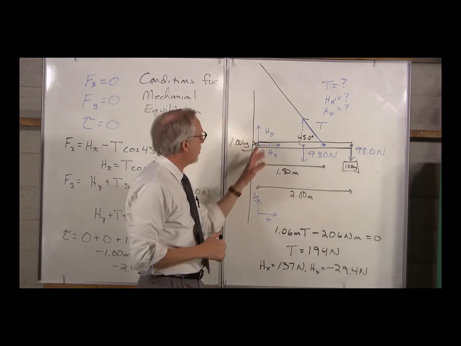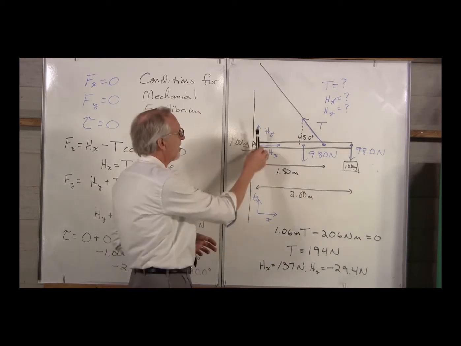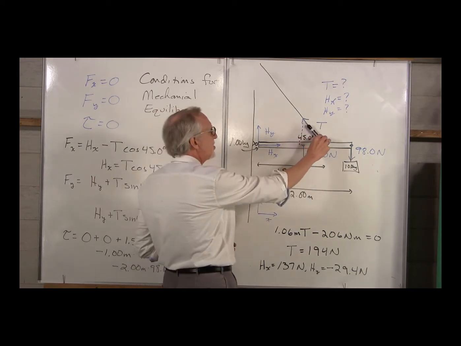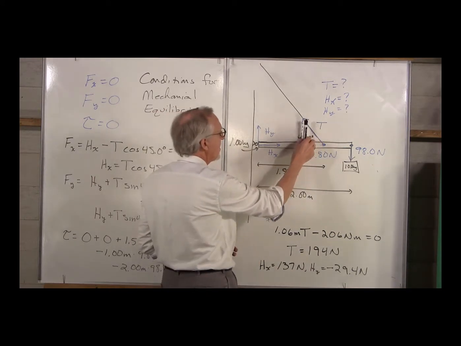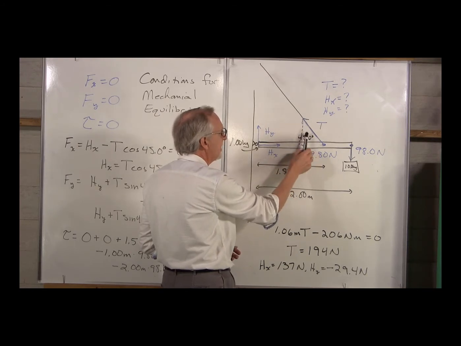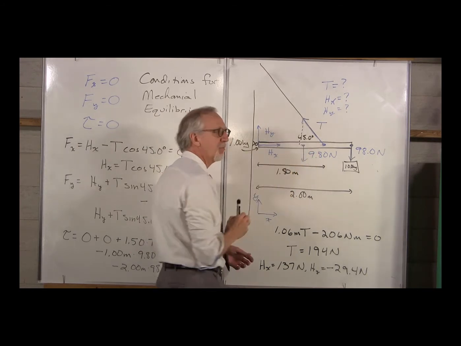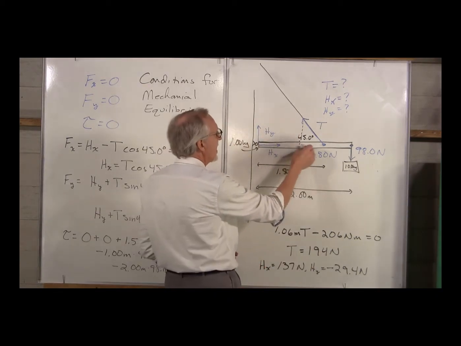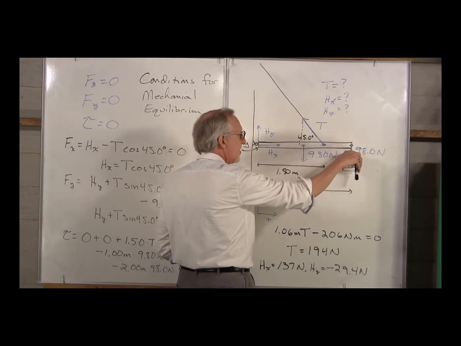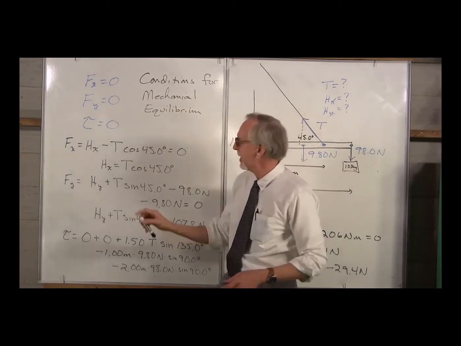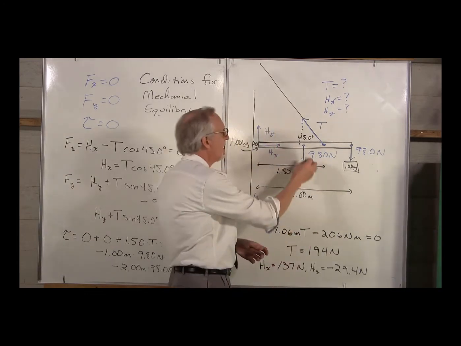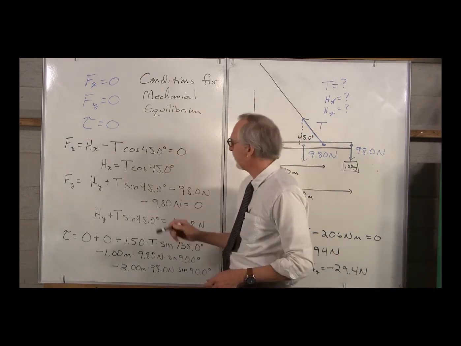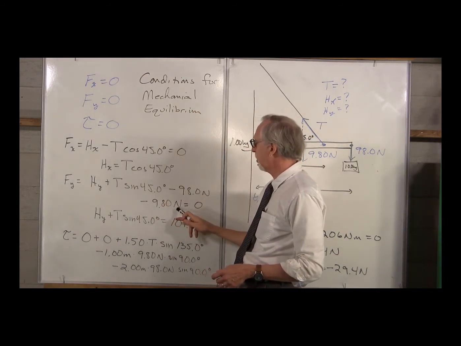What about in the y direction? What forces are acting in the y direction? Well, we have h sub y, so F sub y equals h sub y. The tension has a component in the y direction, and that would be this part, which would be t sine 45, and that is in the positive direction. So we have plus t sine 45. We then have the weight of the sign, and that is in the negative direction, so we have minus 98 newtons. And then we have the weight of the pole itself, which is 9.8 newtons, again in the negative direction. So we have minus 9.80 newtons.